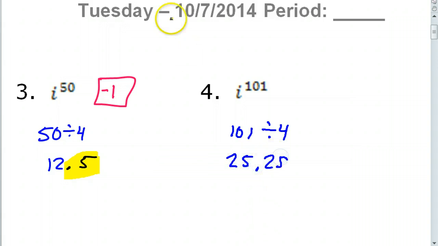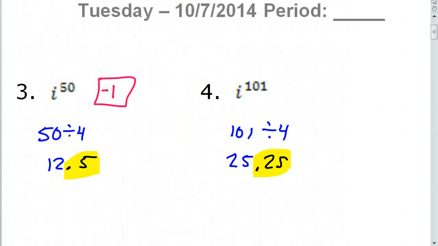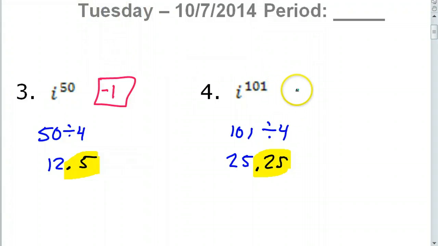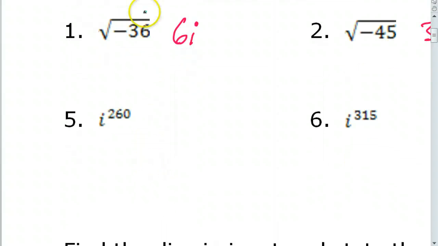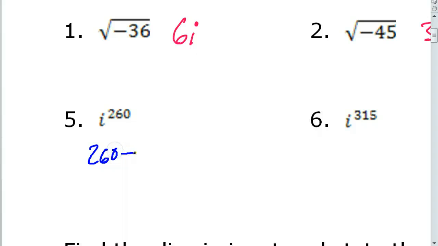Yes, class, it's just that easy. Okay, easy peasy, lemon squeezy. All right, let's do it again. 260. So I do 260 divided by 4. What's that? 65 even? 65, no decimals. Okay, no decimal, that means it's just 1. So that's what I put.